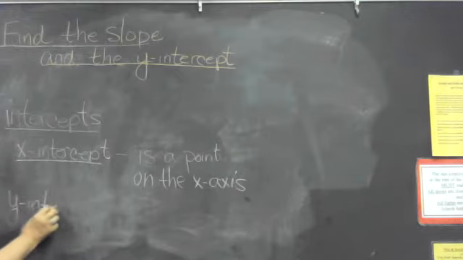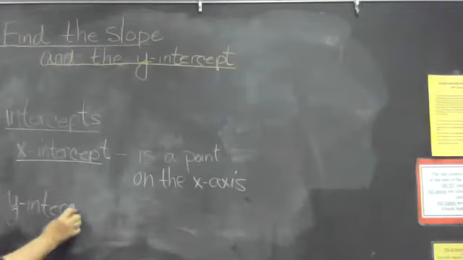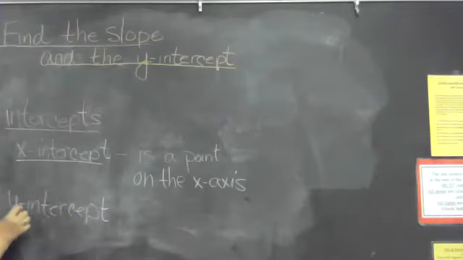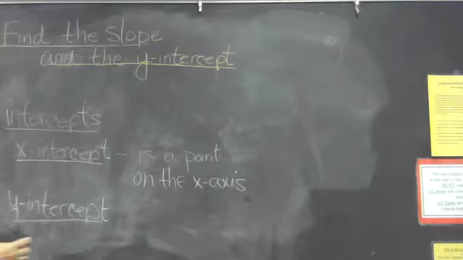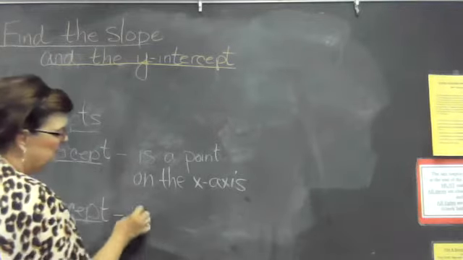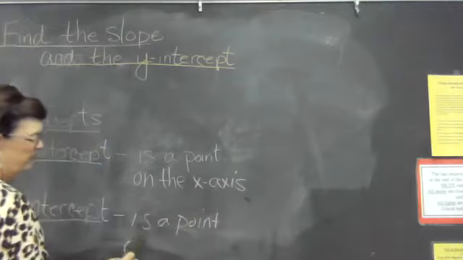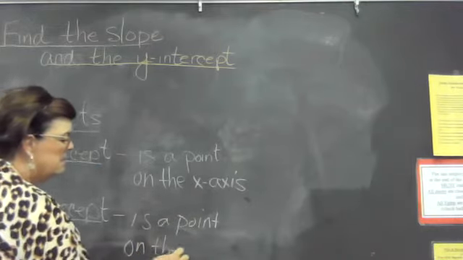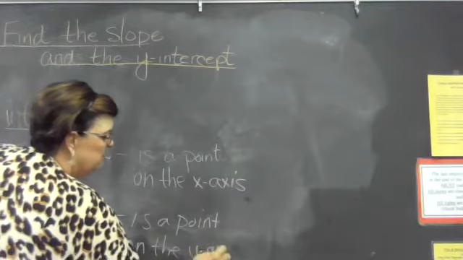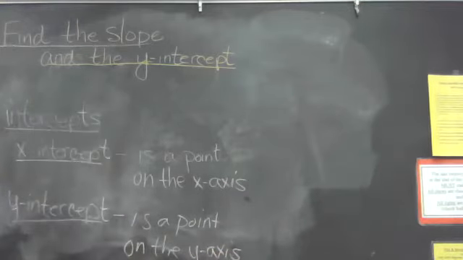Y-intercept is the same thing if y'all want to write ahead of me. The y-intercept is a point on the y-axis. And the form of a point that is an intercept will always have a 0 in it. It will always have a 0 in the point.